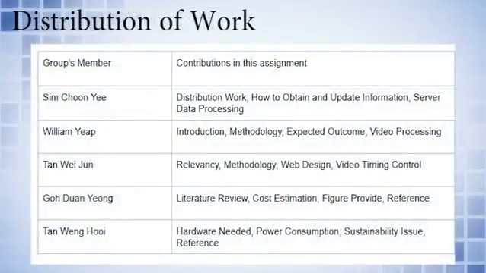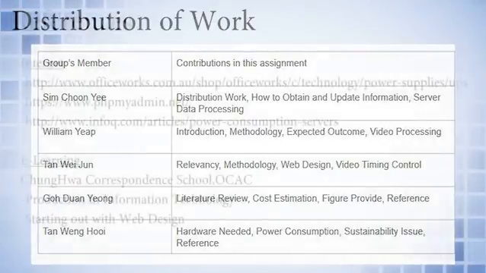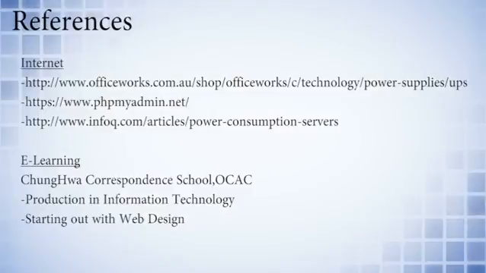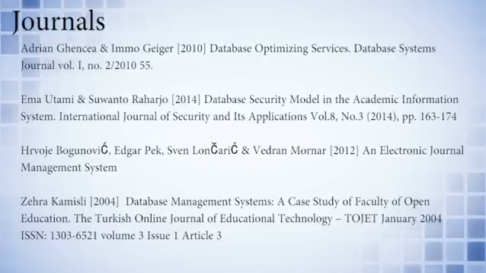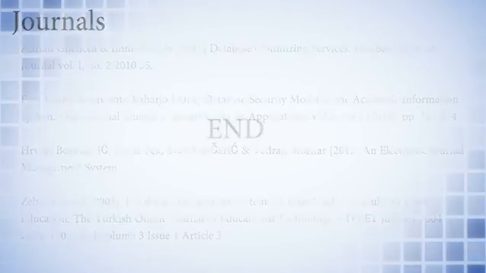The following table displays the distribution of tasks for each of our group members. These are the references that we use for research in order to complete this project. Please click on the annotation on the screen to be directed to the URL. These are the journals which we studied prior to working on this project. And this concludes our presentation for the project.